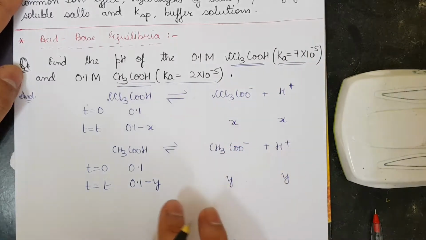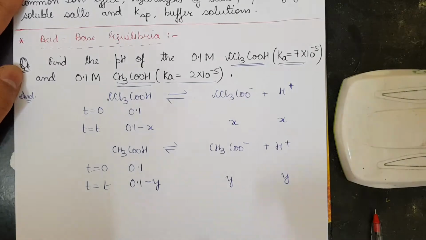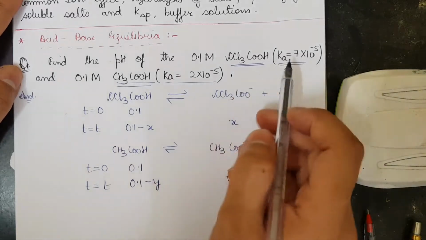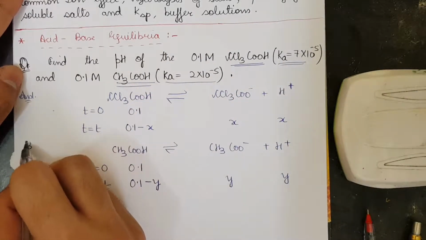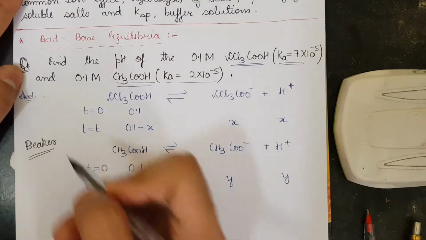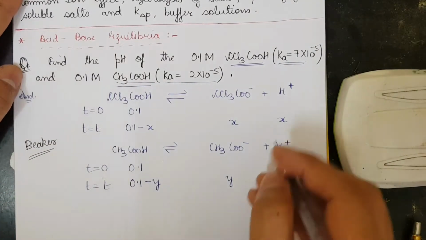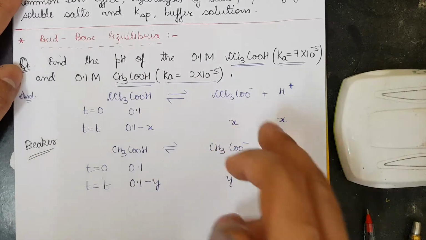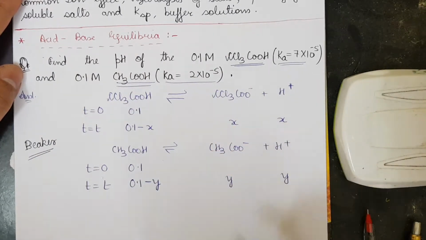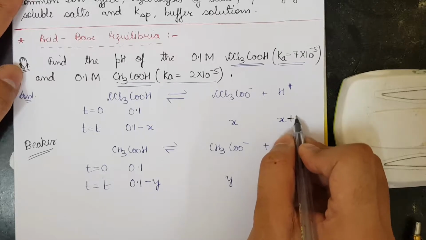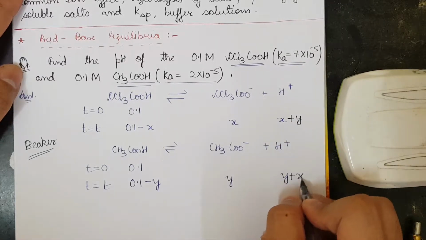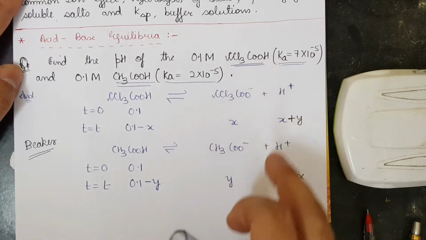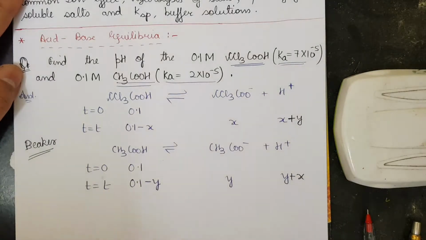Hence the values of x and y may or may not be the same because the Ka's are different for us. Now the important point to realize here is that the reaction is carried out in the same beaker. So if it is carried out in the same beaker, it means that the concentration of H plus here should be equal to the concentration of H plus here because both are in the same beaker. This ion and this ion are in the same beaker, so the concentration has to be the same. So that is why we get x plus y here and also x plus y here. That is the basic and the most important step, that the H plus concentration has to be the same because both are in the same beaker.